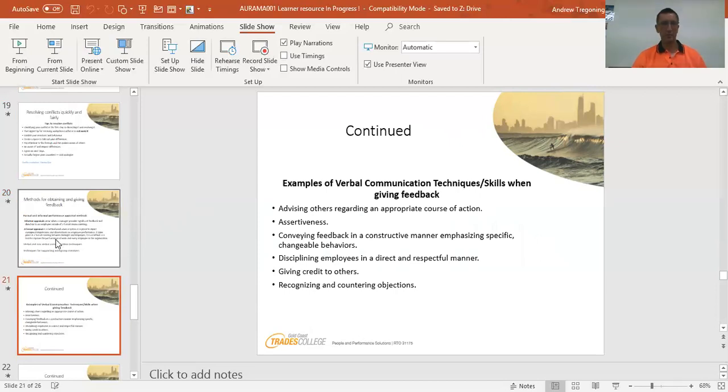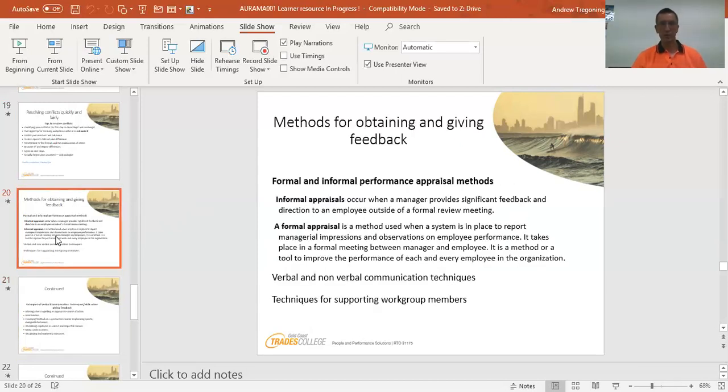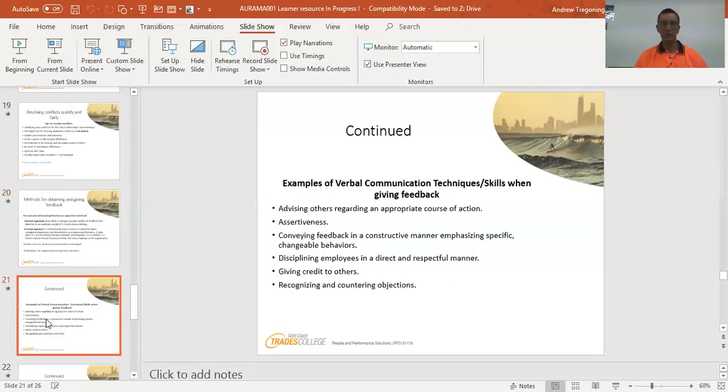Continuing on to verbal and non-verbal communication techniques, and also techniques for supporting work group members. Some examples of verbal communication and skills when giving feedback. So advising others regarding an appropriate course of action, assertiveness. These are verbal communication techniques. Conveying feedback in a constructive manner, emphasising specific changeable behaviours, disciplining employees in a direct and respectful manner, giving credit to others, and recognising and countering objections as well.